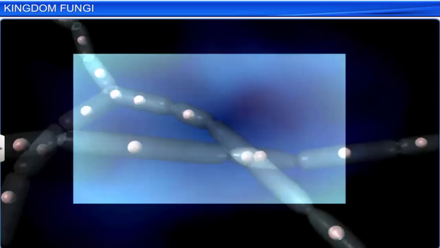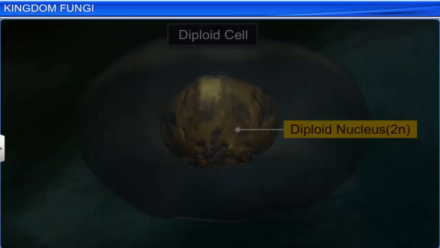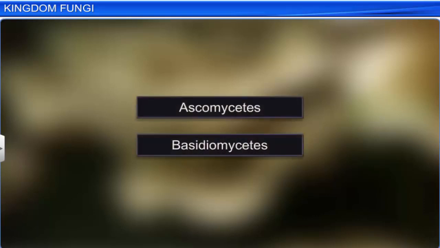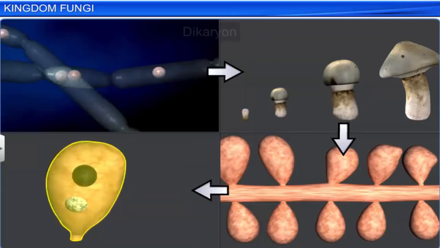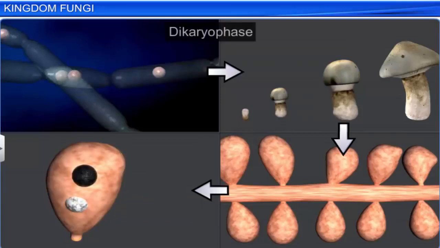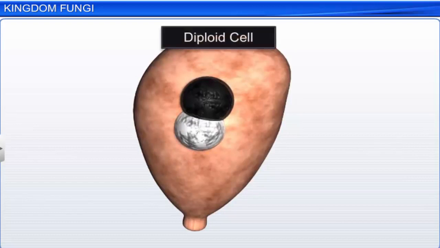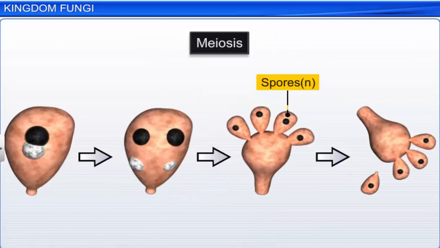In some fungi, the fusion of two haploid cells immediately results in the formation of diploid cells, or 2N. In other fungi, like Ascomycetes and Basidiomycetes, an intervening dikaryotic stage occurs. This condition of two nuclei per cell is called dikaryon, and the phase is called dikaryophase. Later, the parental nuclei fuse to make a diploid cell. The third stage involves reduction division, that is, meiosis, to form haploid spores. Meiosis occurs in the fruiting bodies of fungi.